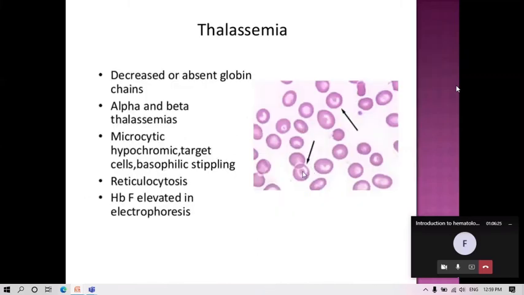In thalassemias, you will see that there is microcytic hypochromic kind of anemia with many target cells. In the target cells, you can see the hemoglobin has come into the center also. Normally, the center pallor is empty, but here you will see a dot in the center also. That is target cells.